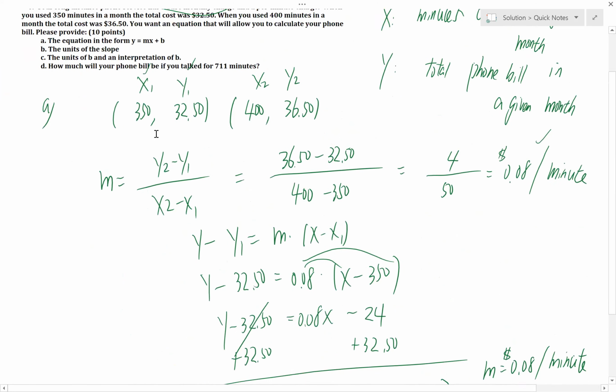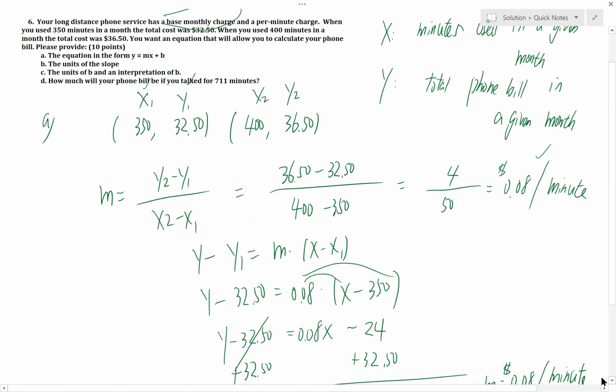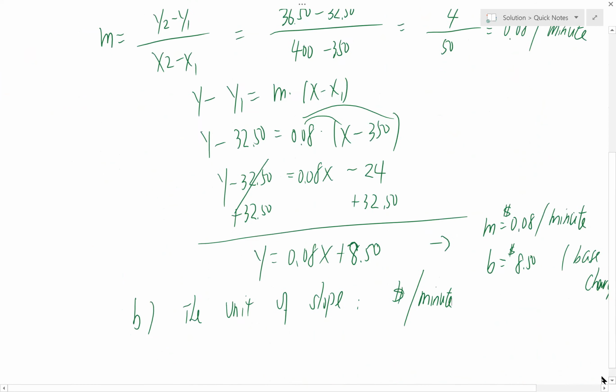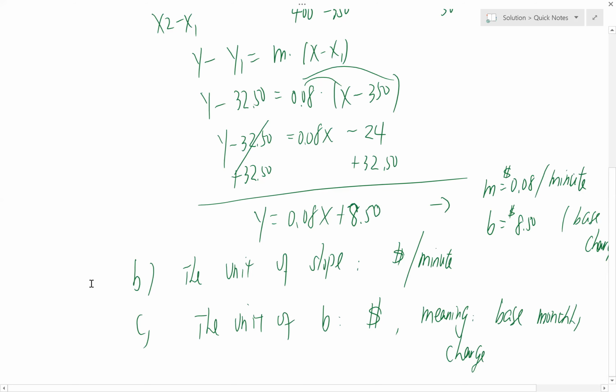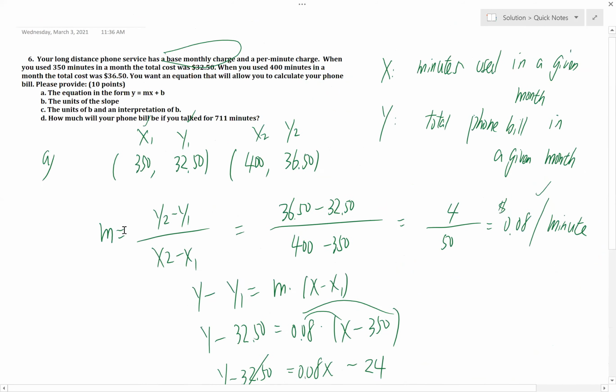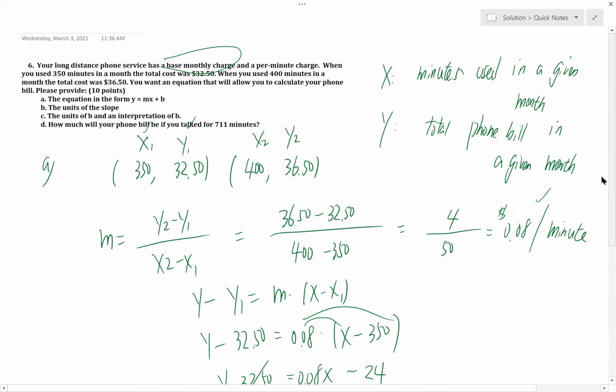And part C, the unit of B and the interpretation of B. The unit of B will be dollar. And then the interpretation is the base monthly charge. So that's part C.